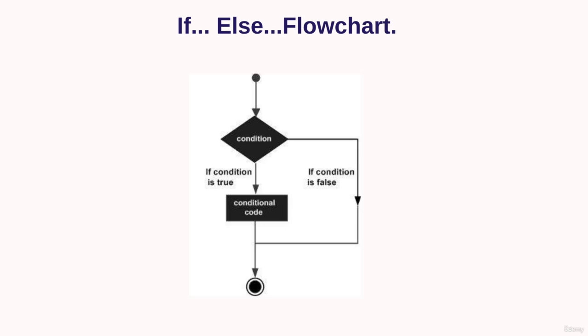So this is how the execution will take place. When the code flow is happening, there will be a condition carried by the if keyword. If the condition is true, then only we will execute the conditional code. If it is false, we will terminate that particular code, meaning that particular code will not get executed.